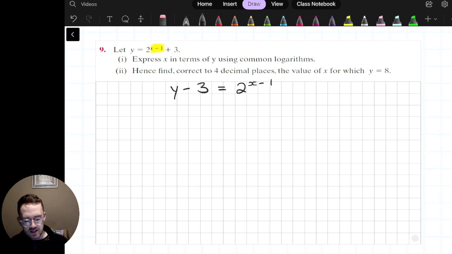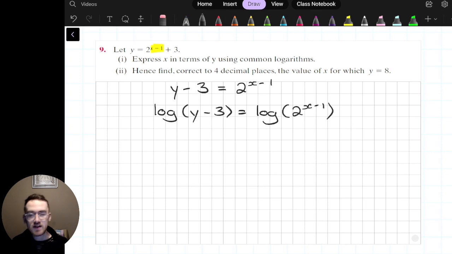What I'm going to do at this point now is introduce this log operator. I'm going to take a log of both sides. And this is coming from the idea that we had said earlier, that if we have two things that are equal, then taking log of both sides of both of those things should also be equal.